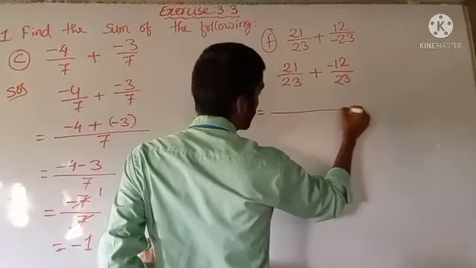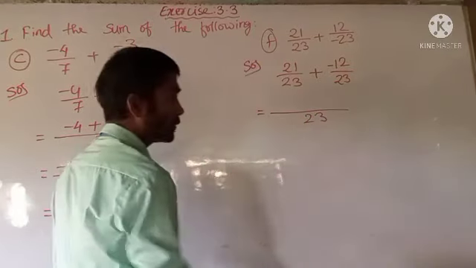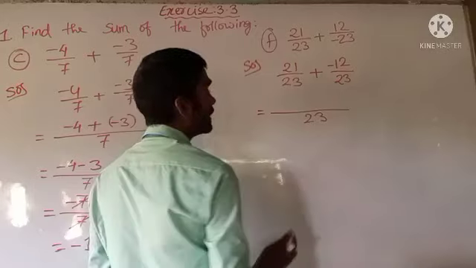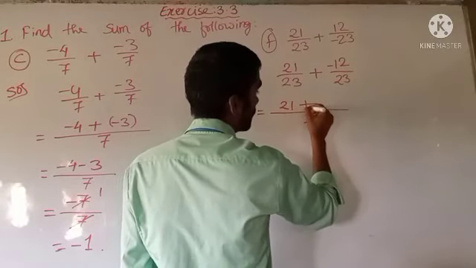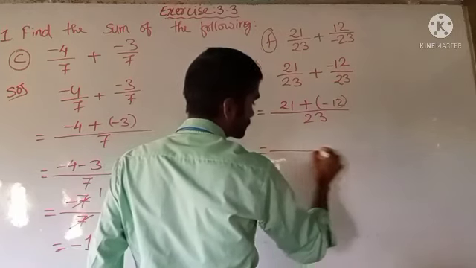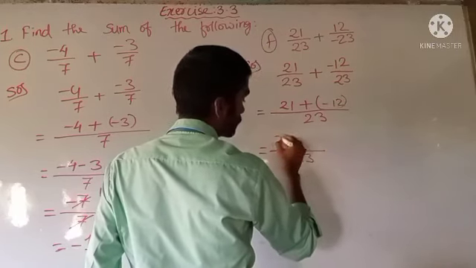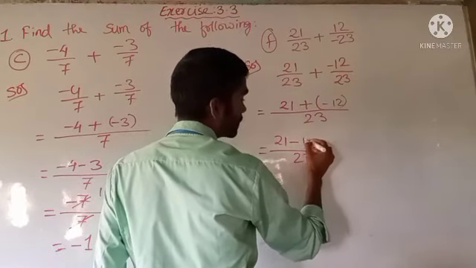Now 23, since it is the same in both cases, we take one denominator and write the numerators as they are, that is 21 plus minus 12. Now 23 here, 21 plus into minus, minus 12.